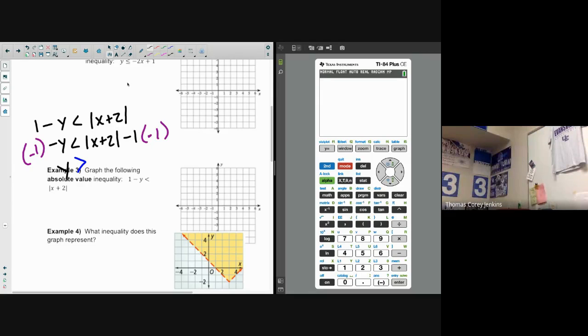So just to be clear, sorry about the confusion there. What I'm doing is I'm multiplying the whole right side of the inequality by -1. Okay, so basically you're distributing the -1. So that gives me -1 times the absolute value of x plus 2, keep doing parentheses there, and then +1.